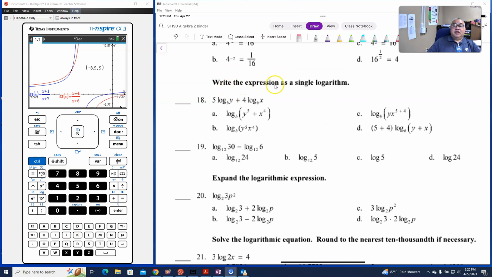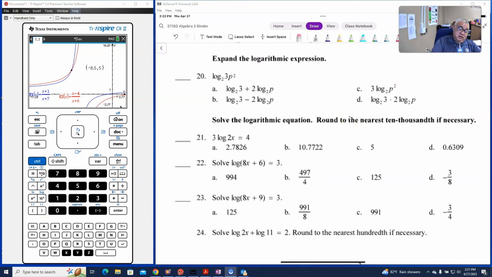Write the expression as a single log. So you see they're adding these two logs with the same base. So that 5 and that 4 are going to have to become exponents. So you have log, and that's the power property, log base b of y to the 5th, plus log base b of x to the 4th. So you're going to have to use the product property, so it's going to be log base b of x to the 4th y to the 5th. So which one is it? It is B.